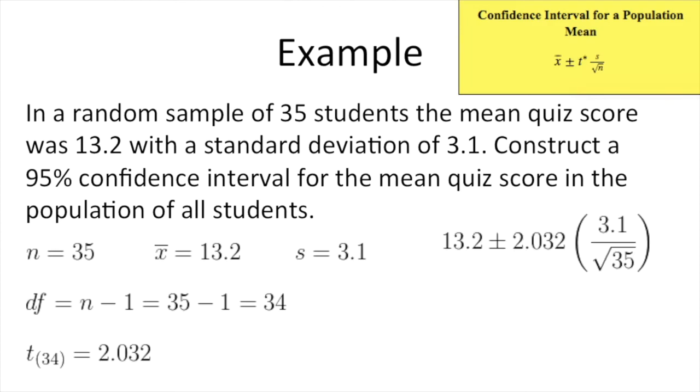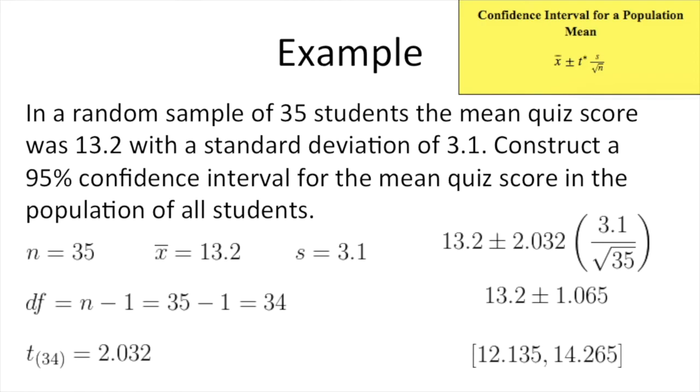We can plug these values into the formula. So 13.2 plus or minus 2.032 times 3.1 divided by the square root of 35 gives us a margin of error of 1.065 and a 95% confidence interval of 12.135 to 14.265. To interpret this, I would say that I am 95% confident that the mean quiz score in the population of all students is between 12.135 and 14.265.